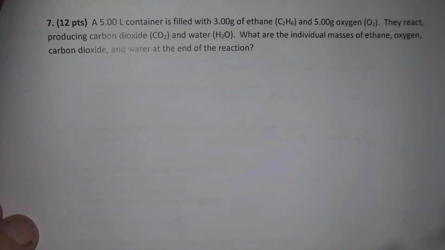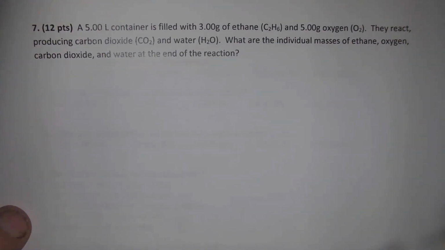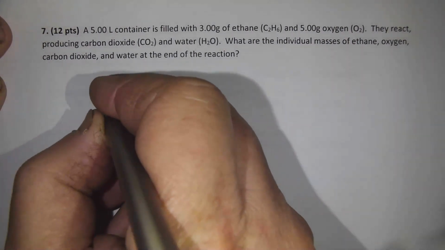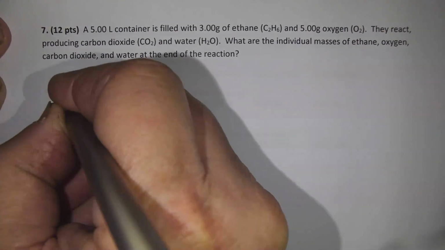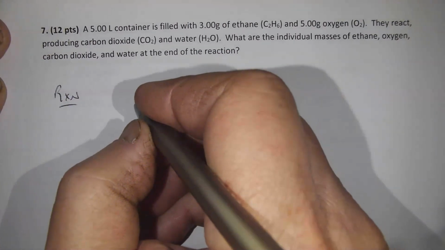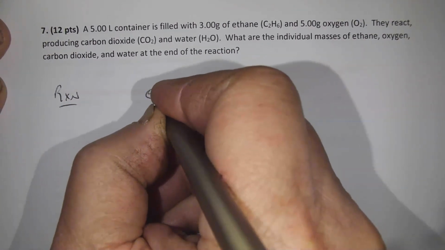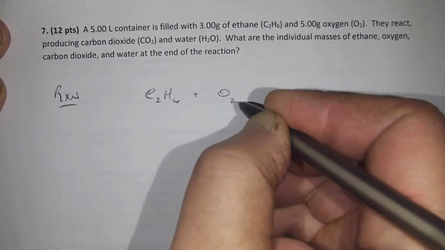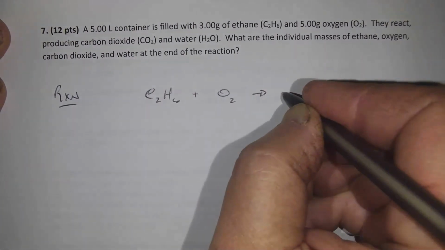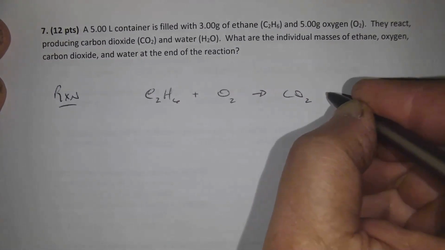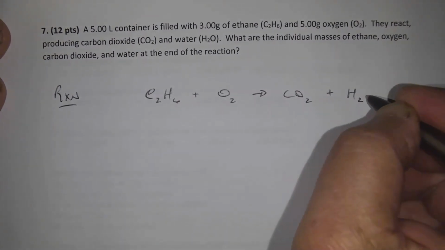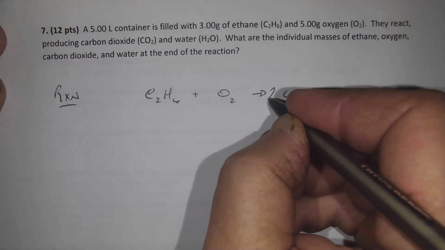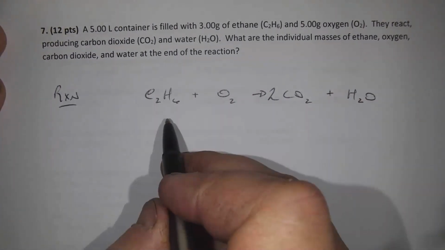So where are we here? We've got a couple of things going on. Most importantly, we have the reaction. And that reaction is going to be that I have ethane, C2H6, reacting with oxygen to give me CO2 plus H2O. Quick balancing, I see 2 carbons here, so I might be tempted to put a 2 there.